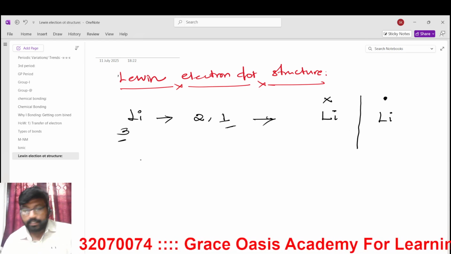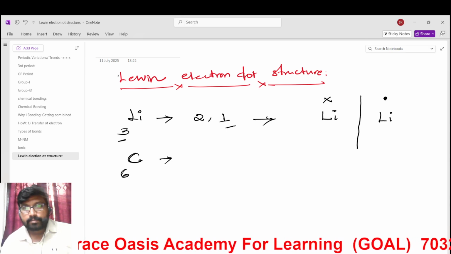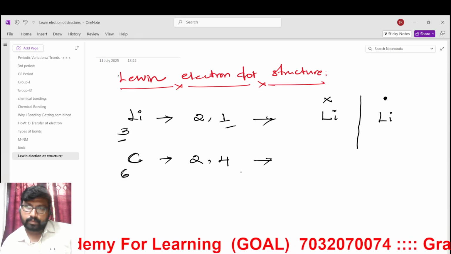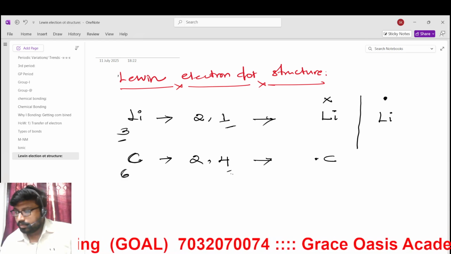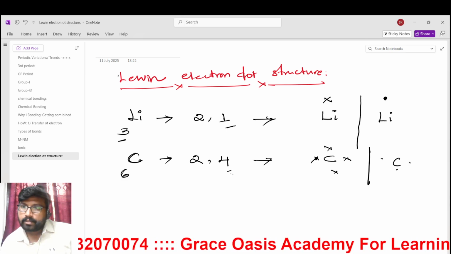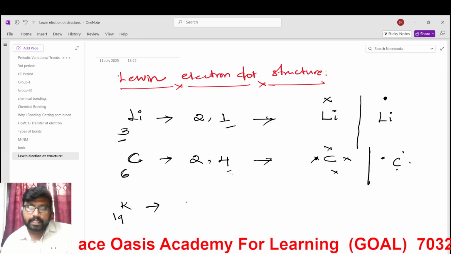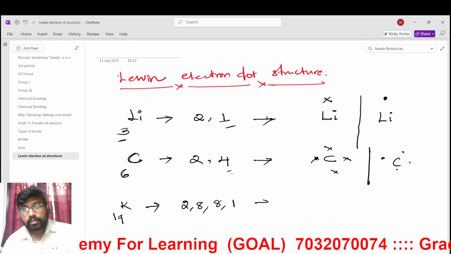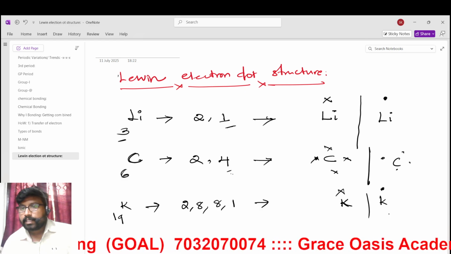Fine. C, carbon. Atomic number 6. 2, 4. Now we have to represent 4 valence electrons with 4 dots. So you can do it like this, or we can do it like this. Fine. So K, 19, 2, 8, 8, 1. You can write like this, or you can write like this.